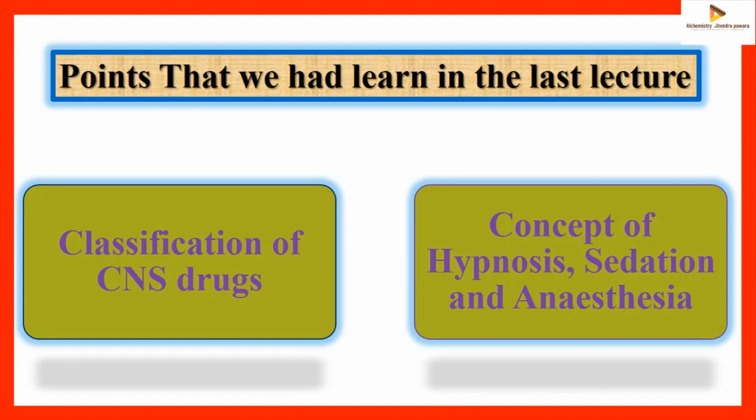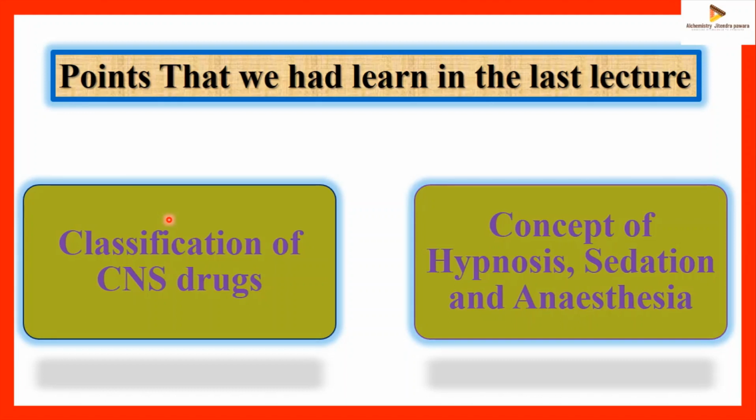classification of CNS drugs. You know that the CNS drug has been classified into three types, based on the pharmacological activity: CNS depressant, CNS stimulants, and CNS modifiers. Then CNS depressant is again classified into two types, non-selective CNS depressant and selective CNS depressant. CNS depressants are the drugs which have a depressant action on the CNS as their principal pharmacological action.